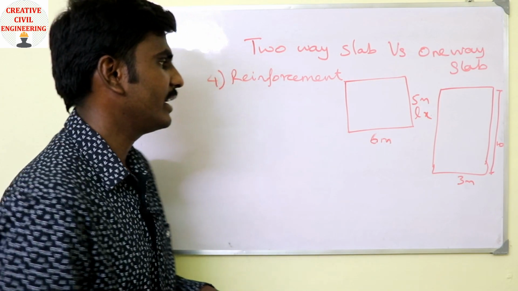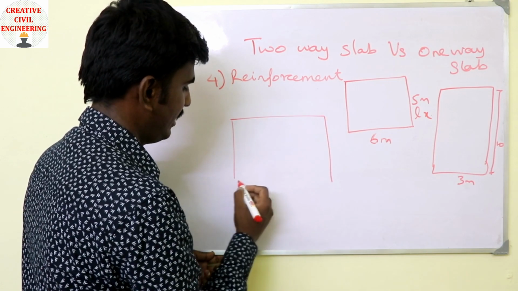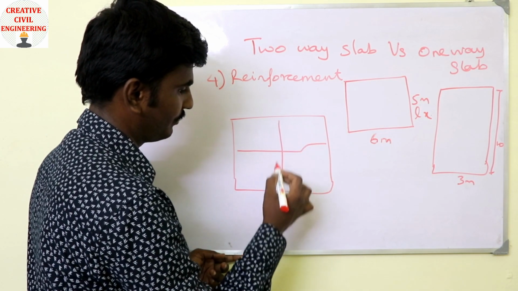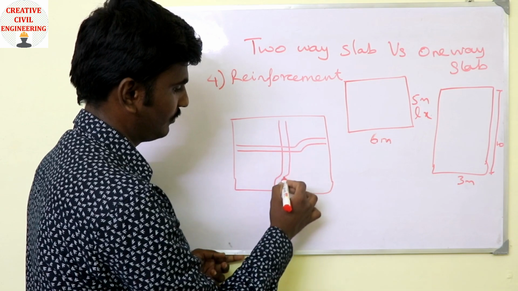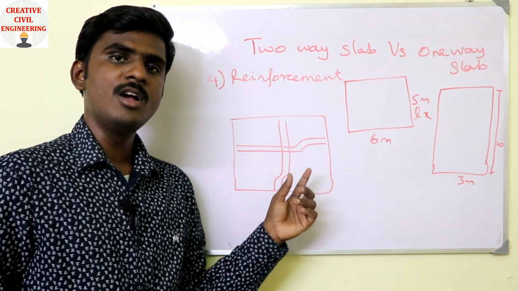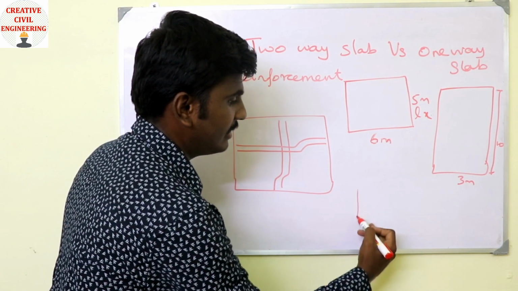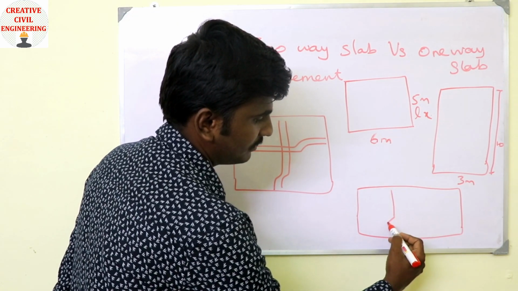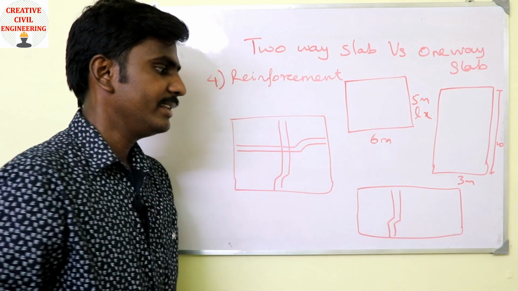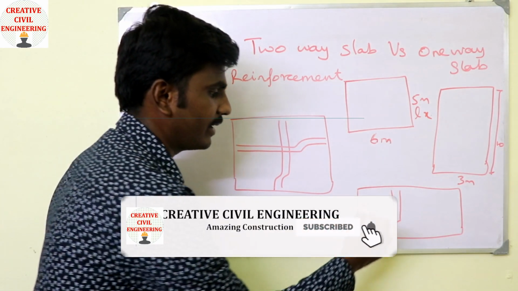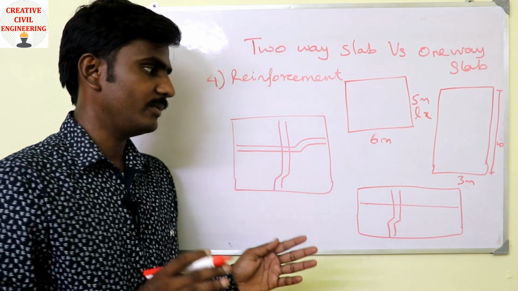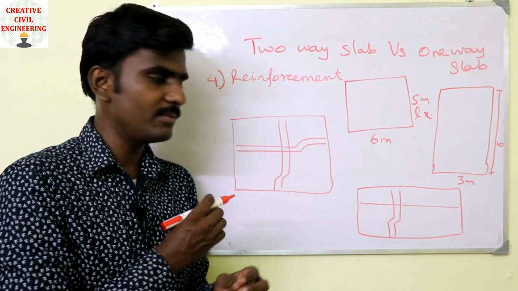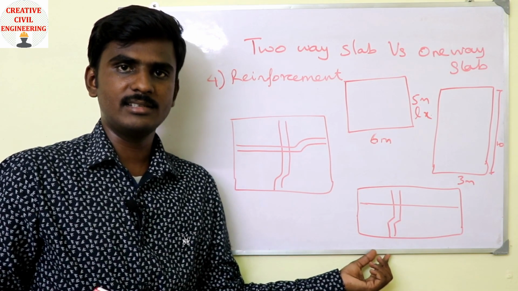Okay, for example, see, this is a two-way slab. Here the main reinforcement is provided in both directions. See, in the other case, the main reinforcement is provided only in the shorter span. The distribution bar can be placed in the longer span, like this. So basically, main reinforcement provided in all directions means it is a two-way slab. Reinforcement provided only in the shorter direction means it is a one-way slab.